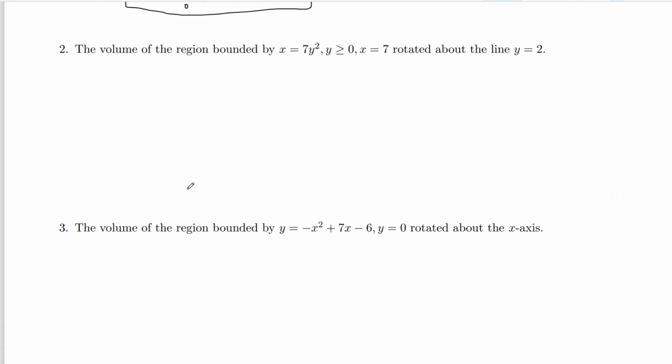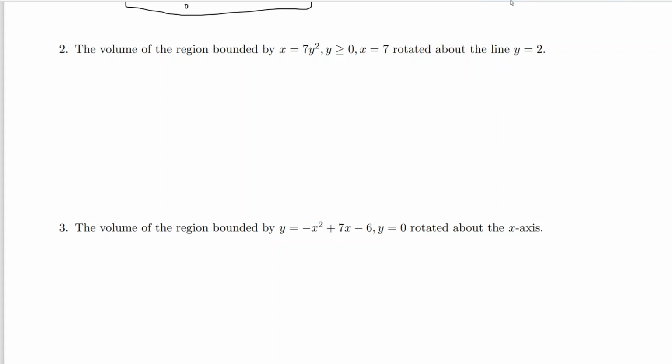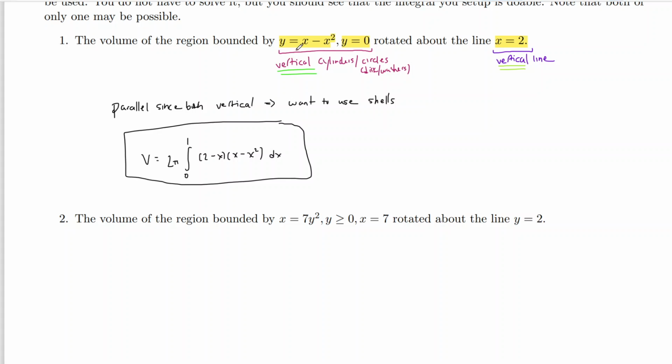All right, number 2 here says the volume bounded by the region x equals 7y squared. y has to be greater than or equal to 0. We also want to be bounded by x equals 7, and we want to rotate about the line y equals 2. Let's go ahead and go through the same steps that we did here. We care about the region, how it's bounded in its equation, and then the type of line that we're rotating around.